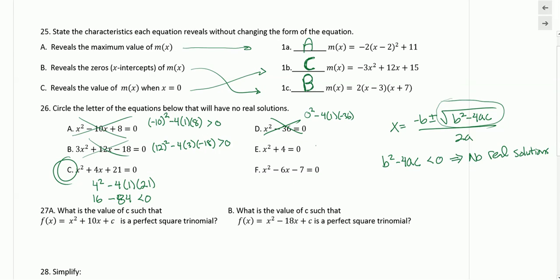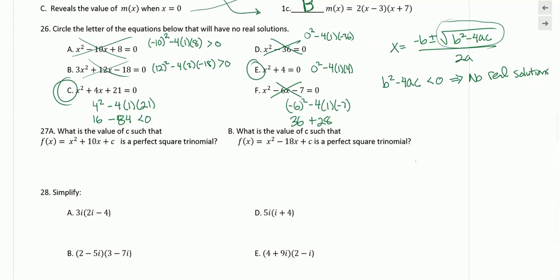The next one, we get 0 squared minus 4 times 1 times 4. That's going to give us a negative answer, so we'll have no real solutions on that one. And then F, we got negative 6 squared minus 4 times a times negative 7. That's going to give us positive 36 and positive 28, so this is positive all the way around, and so don't worry about that one. So C and E are the only two out of the 6 that produce no real solutions.